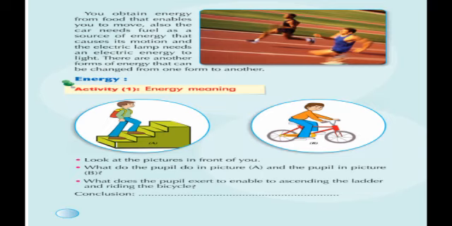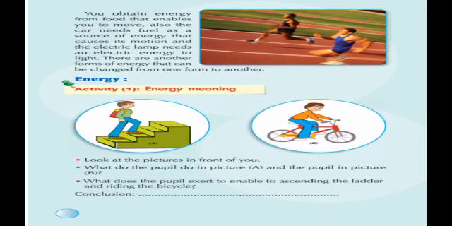So without energy, we will be unable to move. We will not have the ability to move. A car needs fuel as a source of energy that causes its motion, to make it able to move. And of course the electric lamp needs electric energy to light. There are other forms of energy that can be changed from one form to another, and we will take this after talking about the meaning of energy.